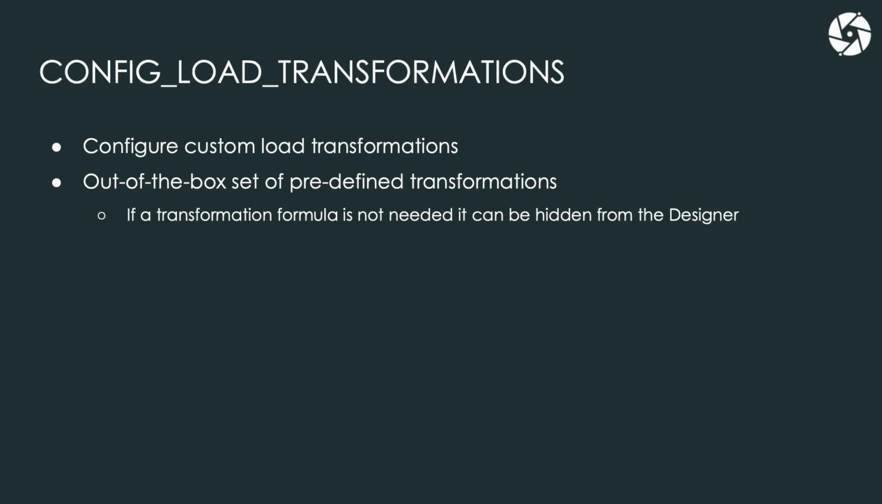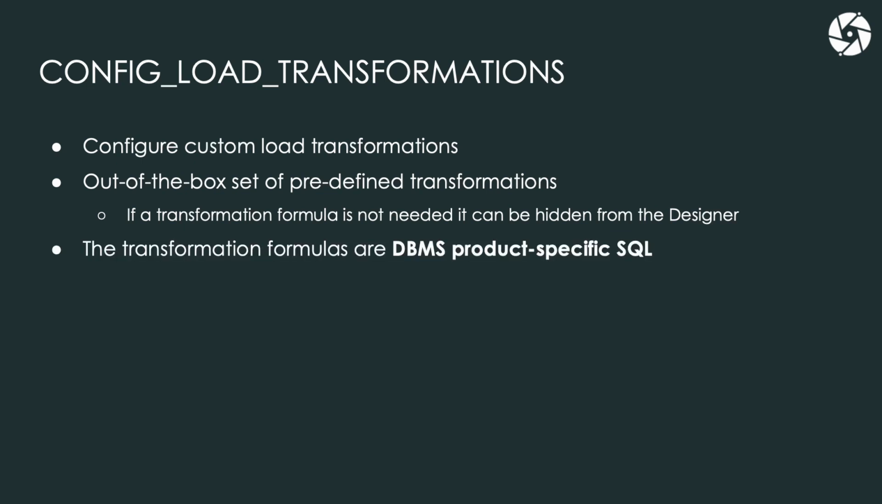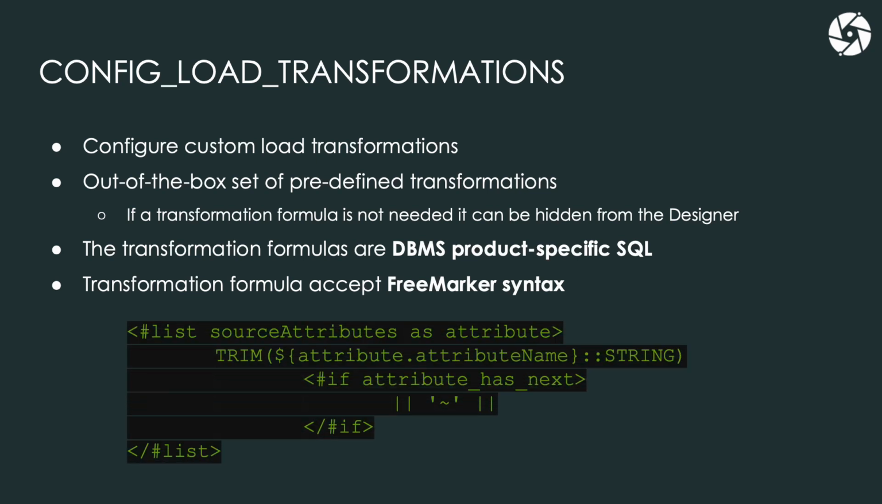If a transformation formula is not in use within the Agile Data Engine project, there is an option to hide it from the Designer. The transformation formulas are DBMS product-specific SQL. Transformation formulas accept FreeMarker syntax. In this simple SQL example, all the source mapped attributes are converted to string, wrapped with a trim function, and concatenated with a tilde character.